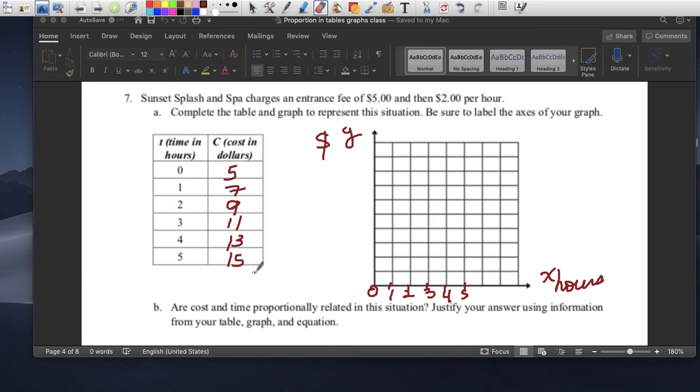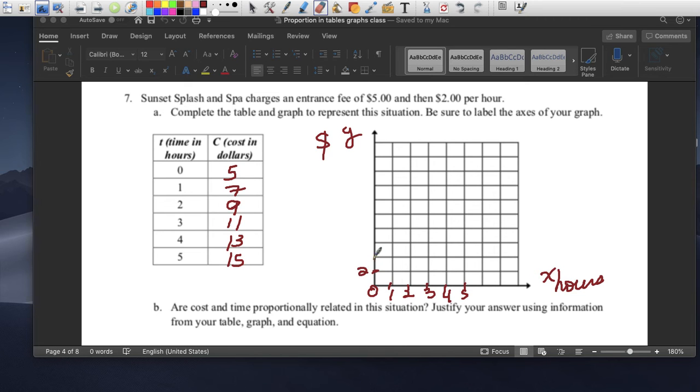On top, we need numbers all the way to 15. So 1, 2, 3, 4, 5, 6, 7, 8. No, that's not going to fit. We can't go by ones. We need the odd numbers. Let's make it every 2, this one's tough. 2, 4, 6, 8, 10, 12. So let's go by 2's.